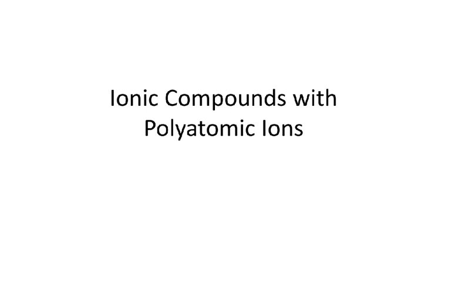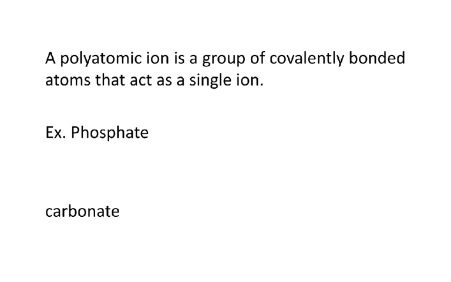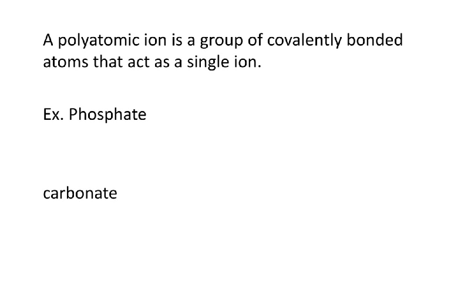Okay, these notes are on ionic compounds with polyatomic ions. We're going to learn to write formulas with polyatomic ions rather than nonmetals. We're still going to use the metal because they are ionic, but it gets a little tricky. First off, a polyatomic ion is a group of covalently bonded ions.